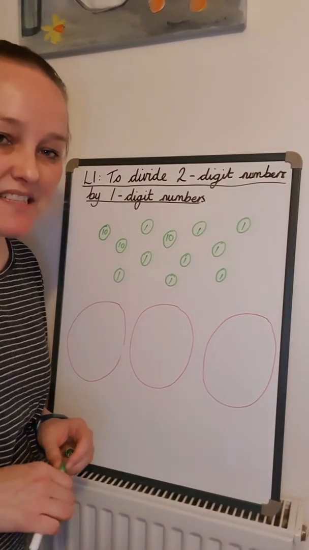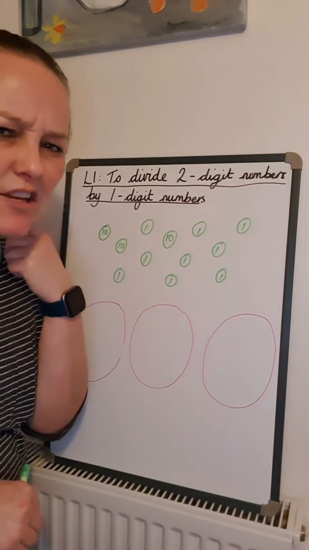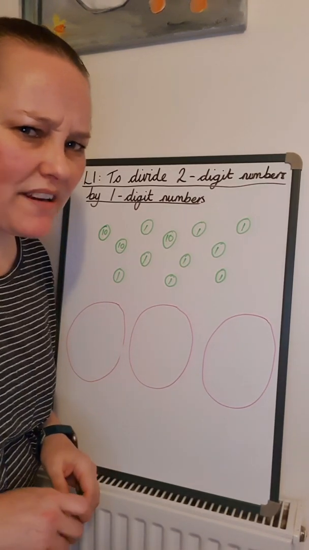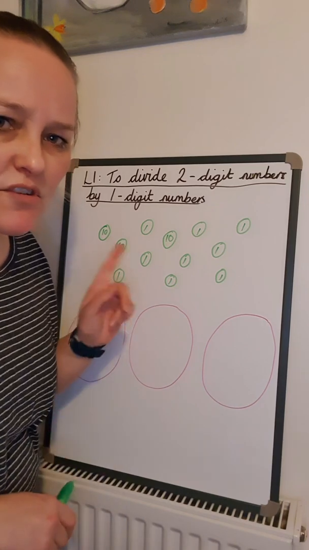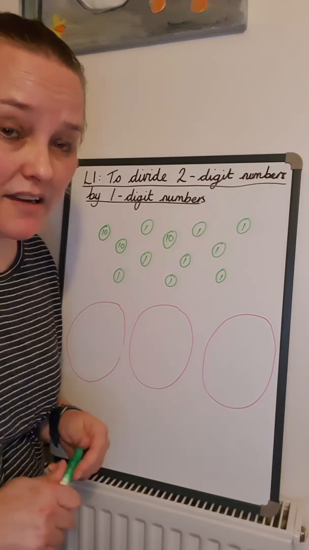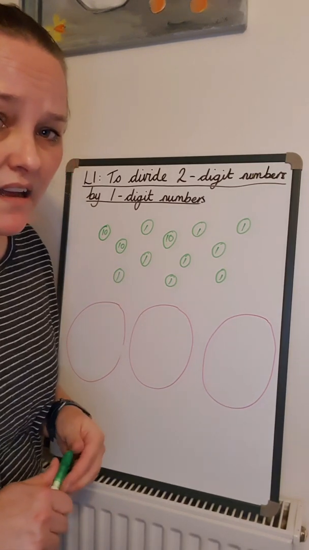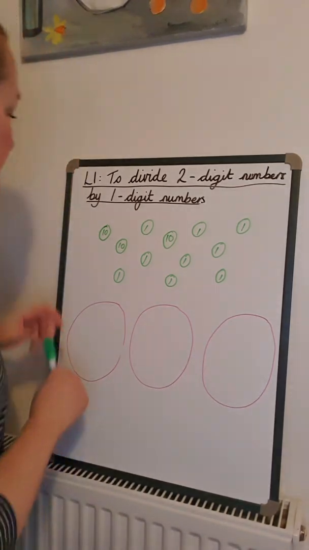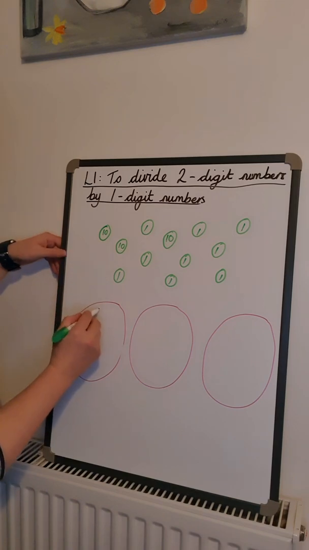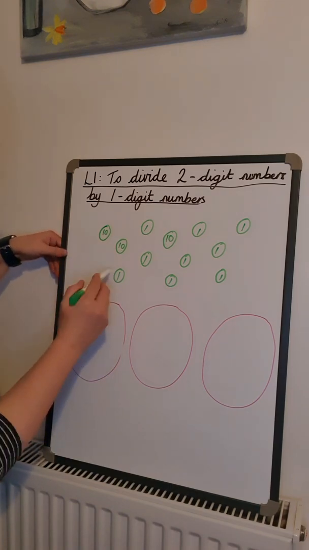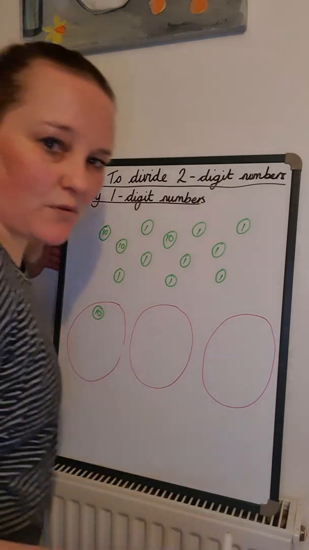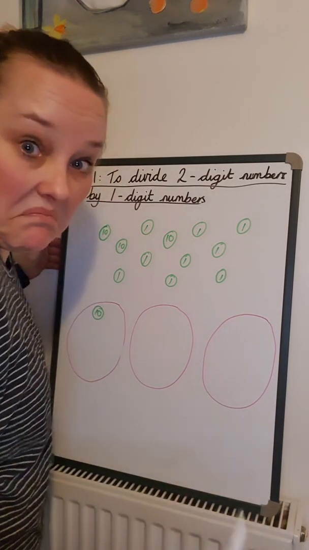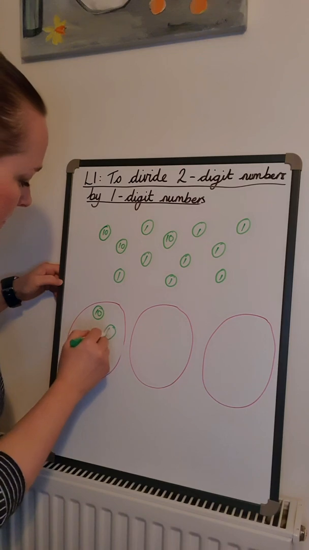Right, so this time I'm going to get you to work out what's going wrong here. I've split them into 10 counters and 1 counters, and I'm going to share them between the 3 plates. I'm going to take these 3. So 1, 10. In fact, I already know there needs to be 4 in each group, don't I? Because we just did that. So that's easy.